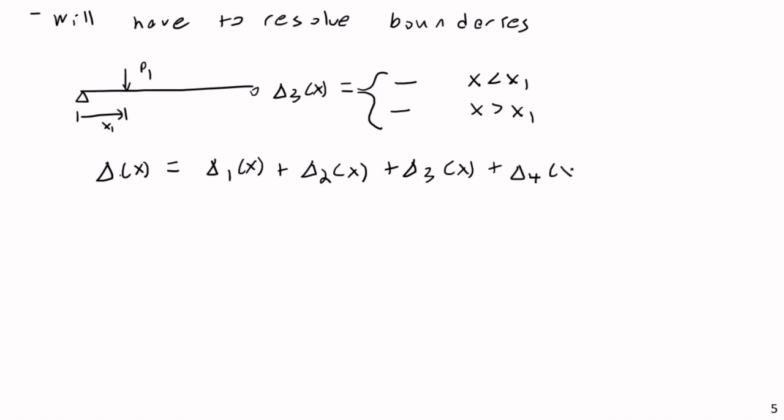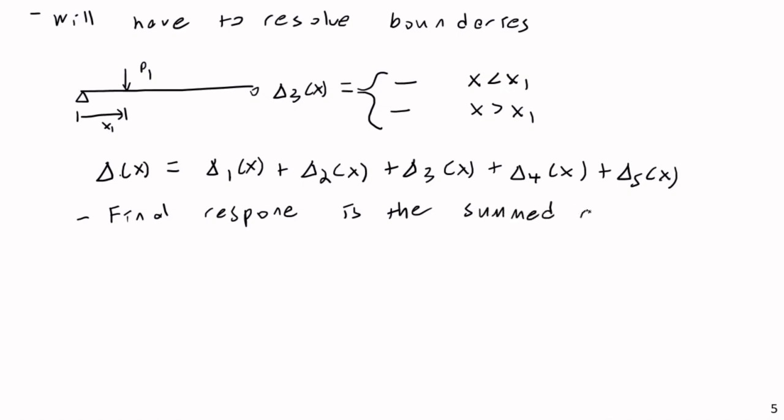And you can see where this is going. Delta 5 as a function of x. So again, you can simply sum up the responses produced independently by each individual input. The final response is the summed responses of each individual input.